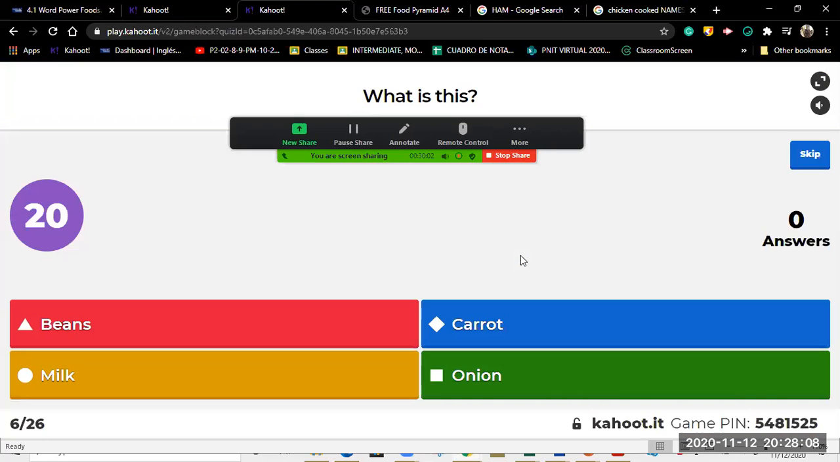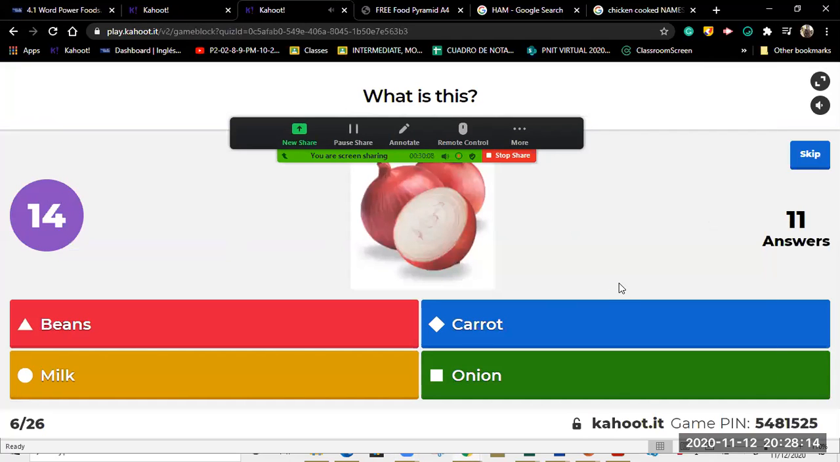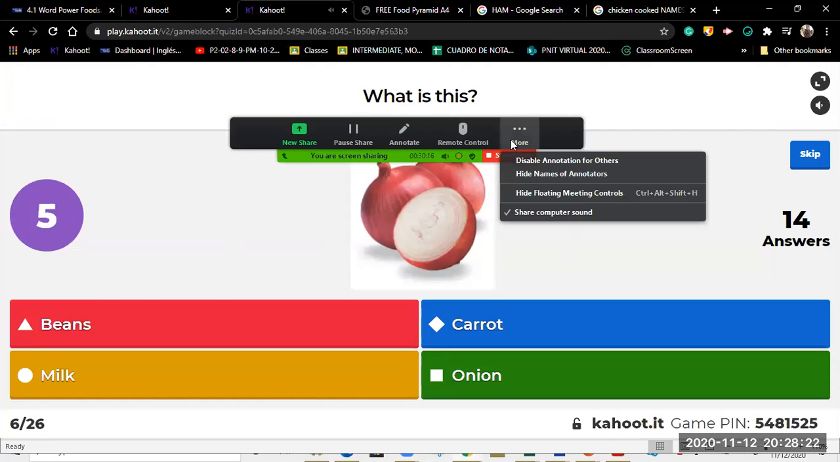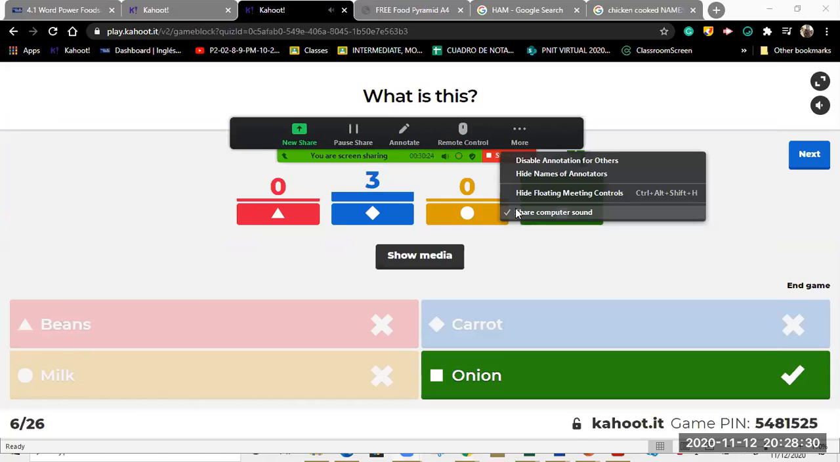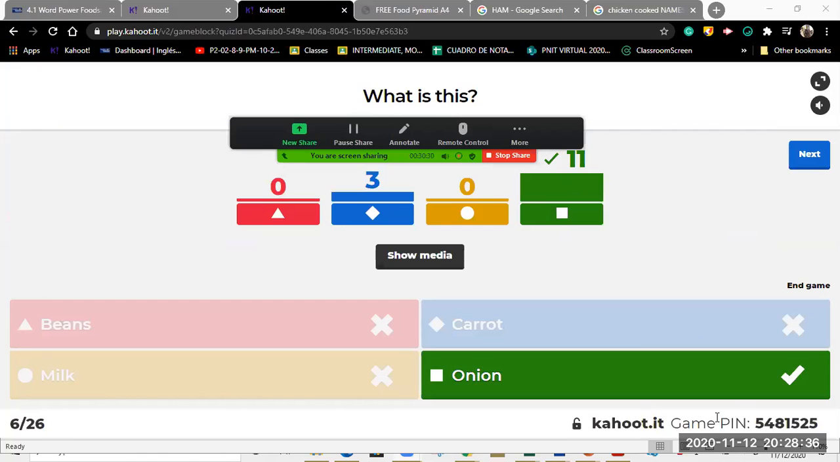What is this? Carrot. Onions. Very good, onions. And for this one, we have to take in consideration something. For this one, you have to write the name of the color. For example, si es morada, you would say purple onion. Or if it's yellow, yellow onion. Or if it's white, white onion. Like the same with the pepper.